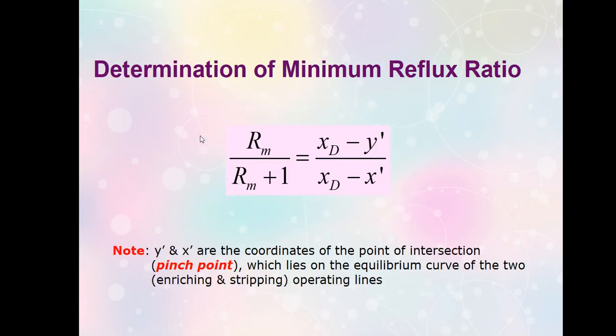Now, how do we determine the minimum reflux? The minimum reflux is determined using the pinch point coordinates. The pinch point coordinates x prime and y prime, and you will be able to get the R sub m. So your x prime and your y prime are the coordinates of the points of intersection, which lie on the equilibrium curve, of the enriching and stripping section operating lines.